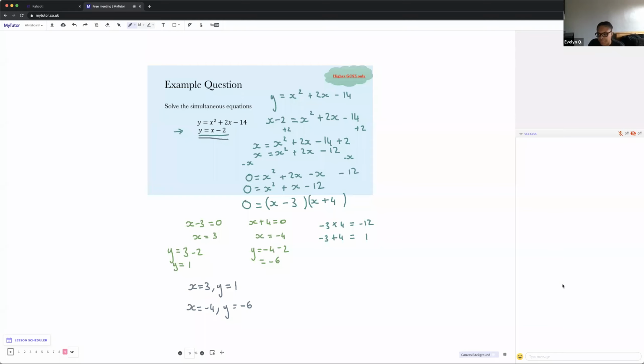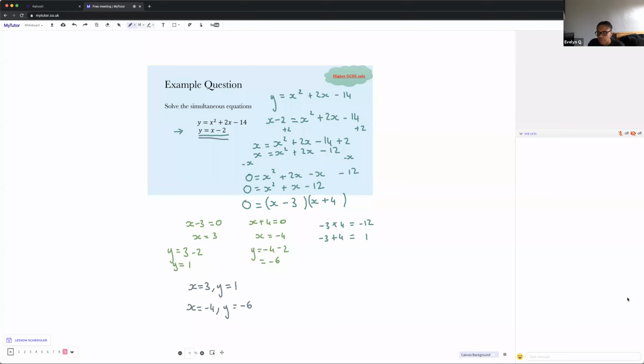Someone asked if you should leave your answers as coordinates. No, don't leave your answer as coordinates. The reason why is because they want to know what x equals and what y equals. If you're using a graph, however, and they ask you to leave your answer in coordinates, then you would.